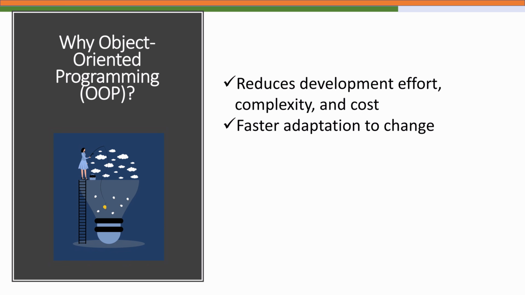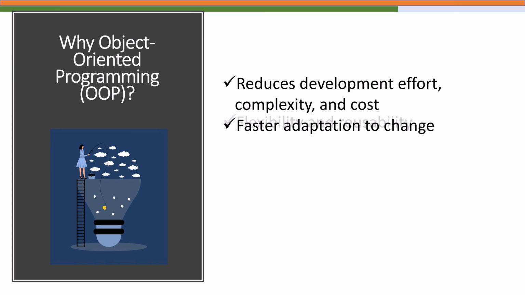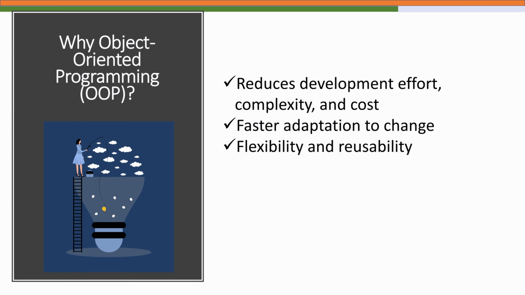So this agility means quicker response to change and shorter release cycles. Next is flexibility and reusability. One of the greatest strengths of OOP is reusability. Once you create a well-designed class, you can reuse it in other parts of the program or even in future projects. For example, a generic user class in one system could be adapted and reused in other applications with minimal modification. Through concepts like inheritance and polymorphism, we can achieve that.